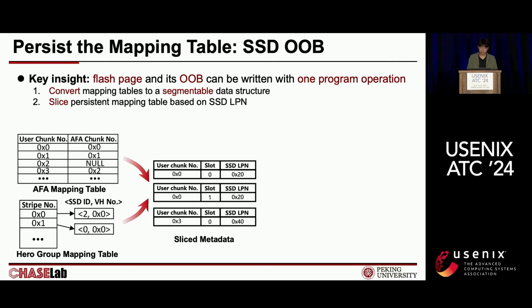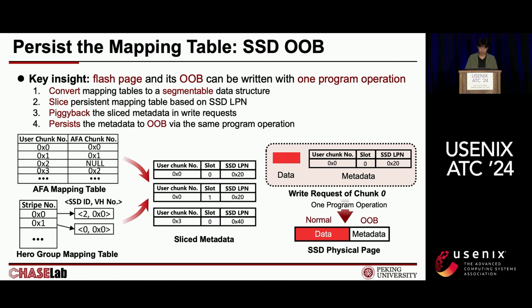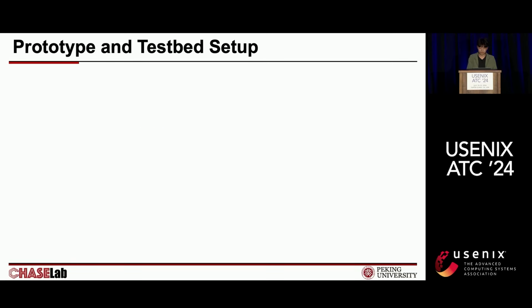Specifically, we piggyback the sliced metadata in the write request and persist it to OOB with a flash program operation. Note that writing data and its metadata in the data and the OOB area can be done by a single flash program operation. The cost is minor.